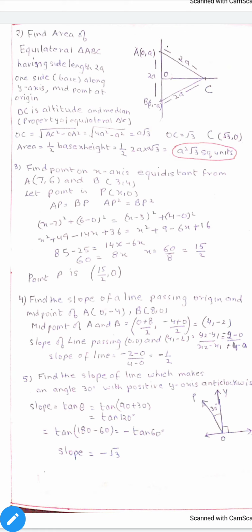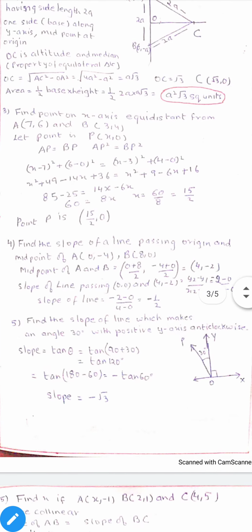Find the point on x-axis equidistant from A (7, 6) and B (3, 4). Let point P be (x, 0). We know AP is equal to BP, so AP square is equal to BP square. Using distance formula, we get (x minus 7) whole square plus (6 minus 0) whole square is equal to (x minus 3) whole square plus (4 minus 0) whole square. On expanding, we get x square plus 49 minus 14x plus 36 equals x square plus 9 minus 6x plus 16. After solving, we get the value of x is 15 by 2 and the point is (15 by 2, 0).